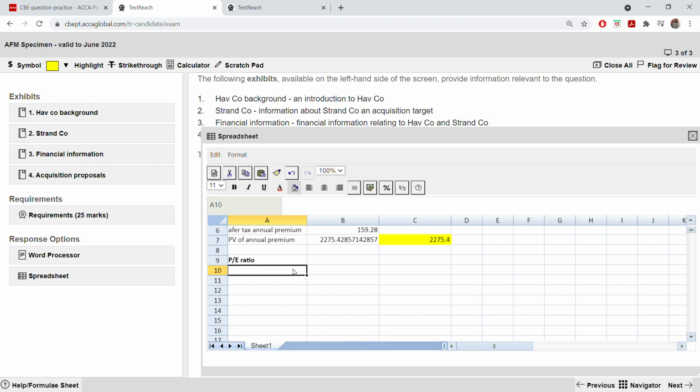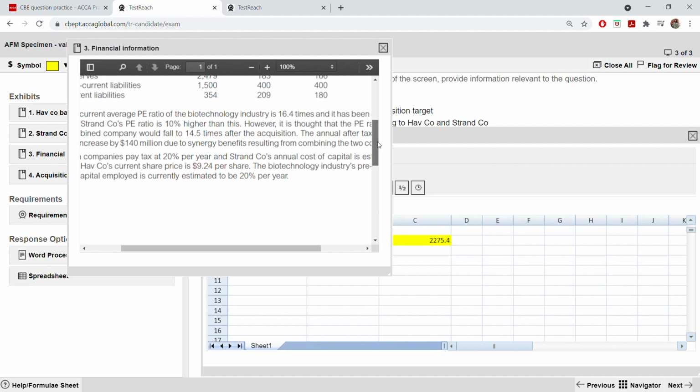So for PE ratio, what do you need? You need the strength company's PE ratio. You need, in fact, the ratios of all three companies. What are the three companies? One is Have, one is Strength, and one is the combined company. But first, let's start with Strength. Sometimes it will be given to you directly; sometimes you have to calculate and get that amount. So what is the Strength PE ratio?